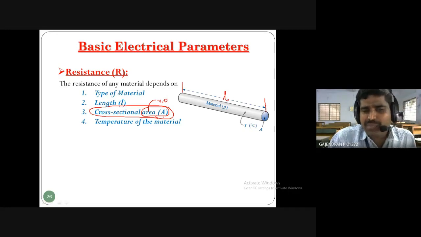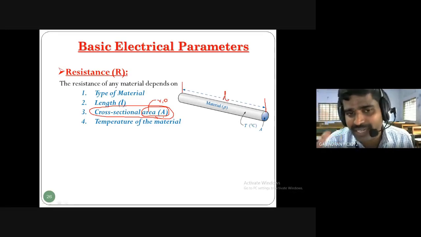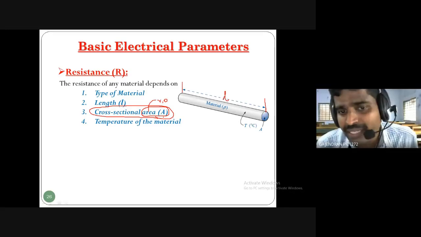What is the area of a circle, sir? Okay. Area of circle is the right answer. Okay, that is the right answer. What is the cross-sectional area?